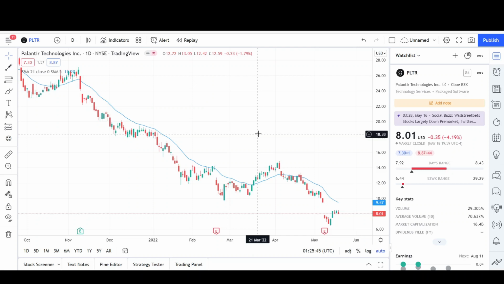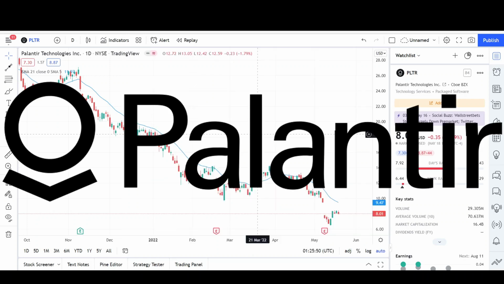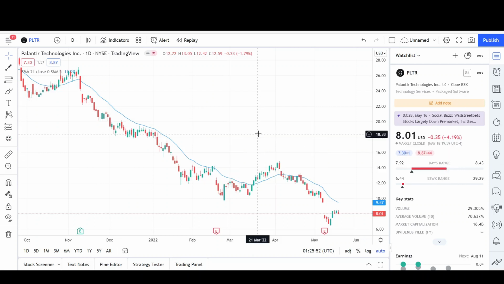What's up, traders? This is Vee Trades, and today I'll be doing a technical analysis breakdown for Palantir Technologies with the ticker symbol PLTR.